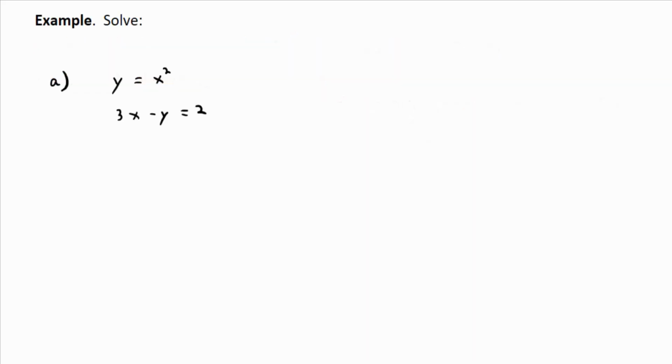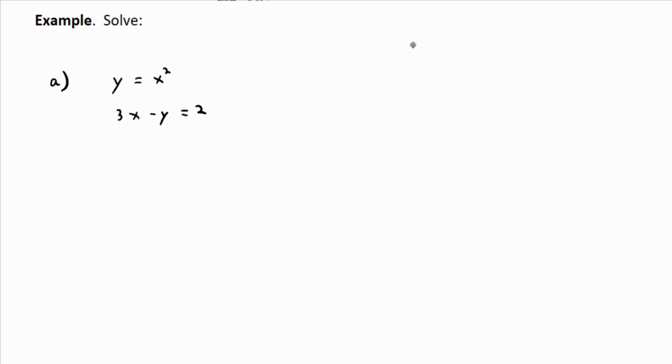Example, solve the system y equals x squared. What does that graph to be? Y equals x squared. It's a parabola, a happy U-shaped parabola, right? So it's nonlinear. Oh, the other guy, though, is familiar territory: 3x minus y equals 2. What does that graph to be? It's a line, right? So what are the possibilities?